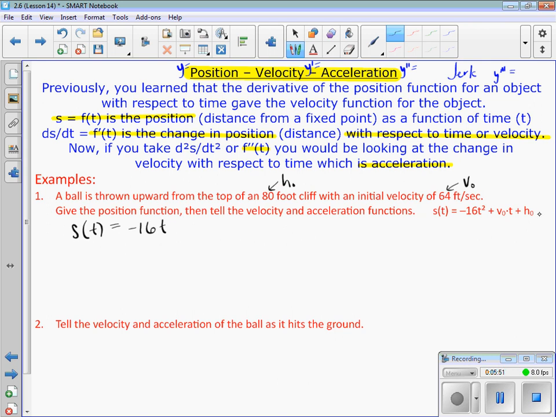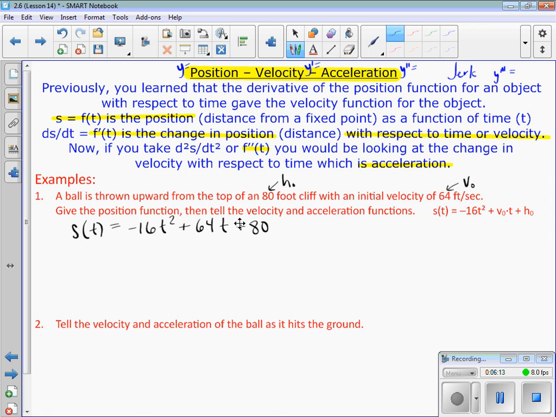This H naught is always your initial height, and V naught is your initial velocity. So they give you initial velocity, and they say this is the top. That's where it starts, so that's your initial height. So you have negative 16t squared plus 64t, and then plus 80. So that's the first answer they want.